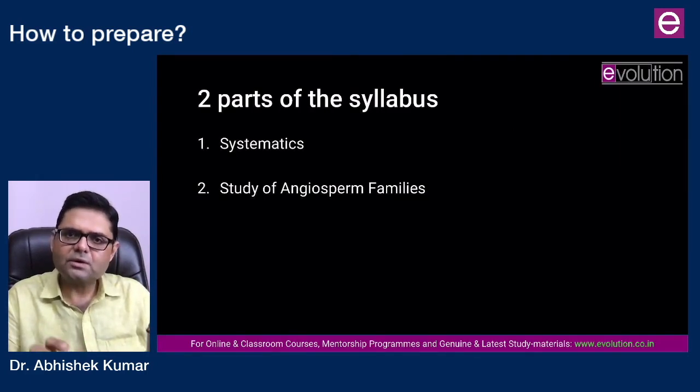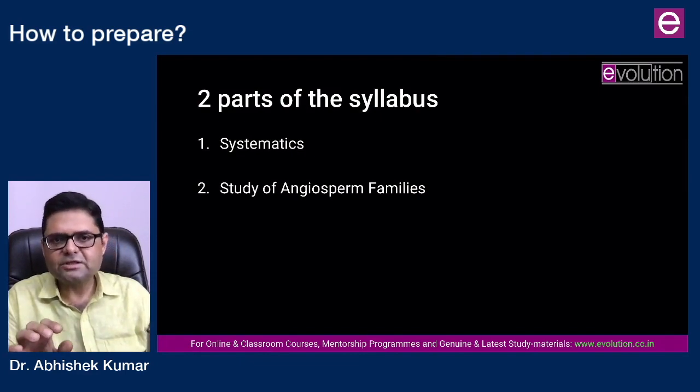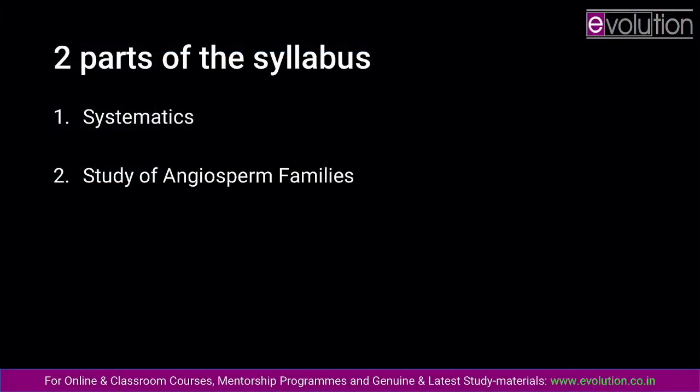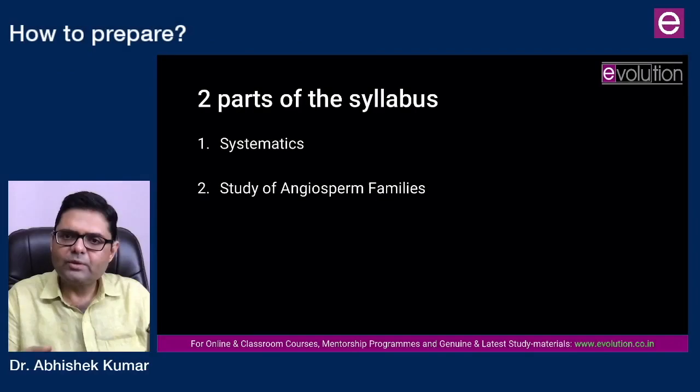When you talk of angiosperm systematics, there are essentially 2 parts of the syllabus. The first part is systematics itself, and the second part is the study of individual angiospermic families. The systematics part deals with the theoretical aspects of taxonomy and arriving at phylogenetic relations. Systematics is a bigger word than taxonomy. Taxonomy is just a part of systematics, but systematics also includes an exercise to establish logical phylogenetic relations among the taxa that you have studied through taxonomy.